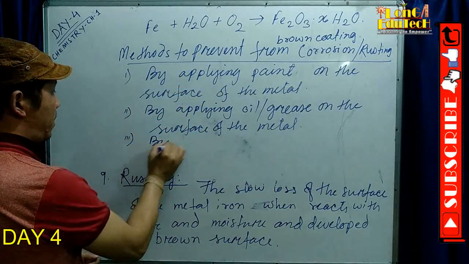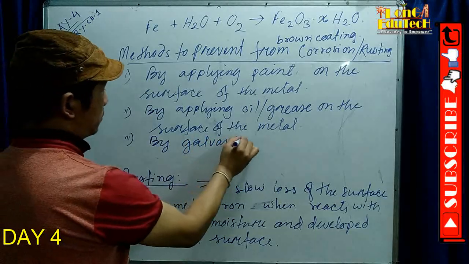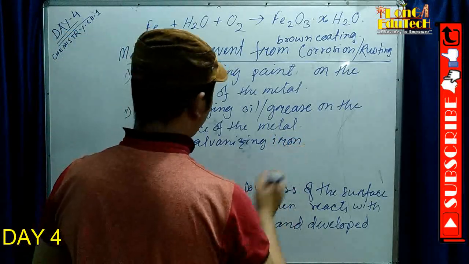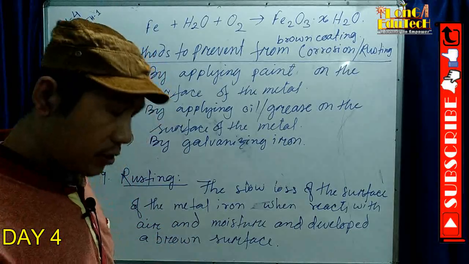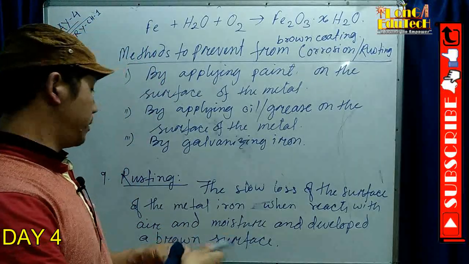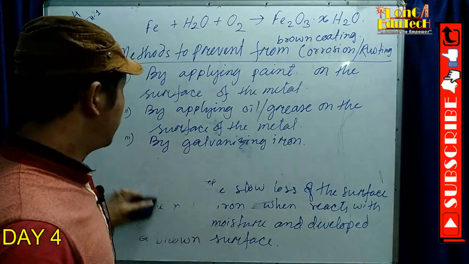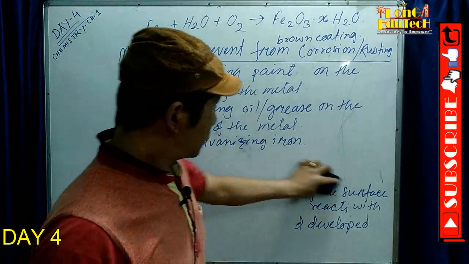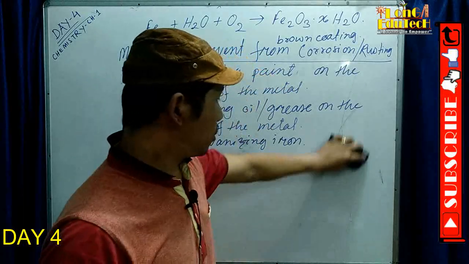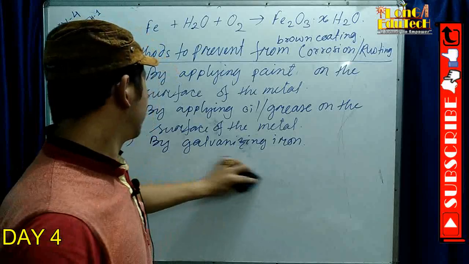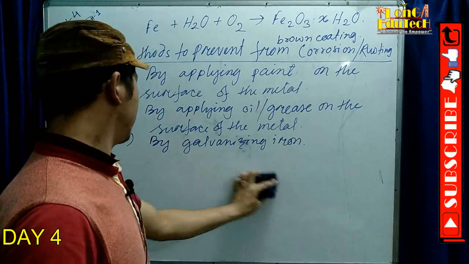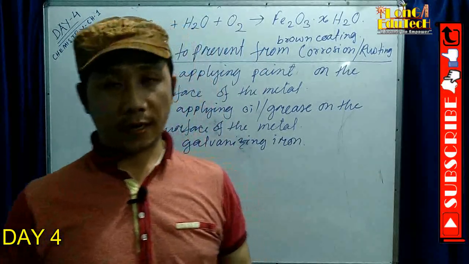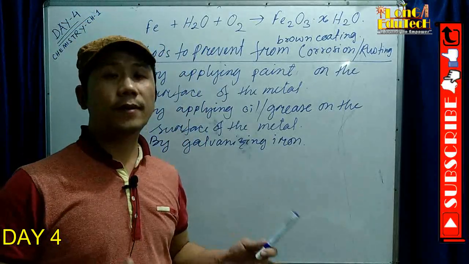By galvanizing iron. Here we have to know what galvanization is. Galvanization is the process of coating a thin layer of zinc metal on the surface of the metal iron. That is called galvanizing iron, or galvanization.